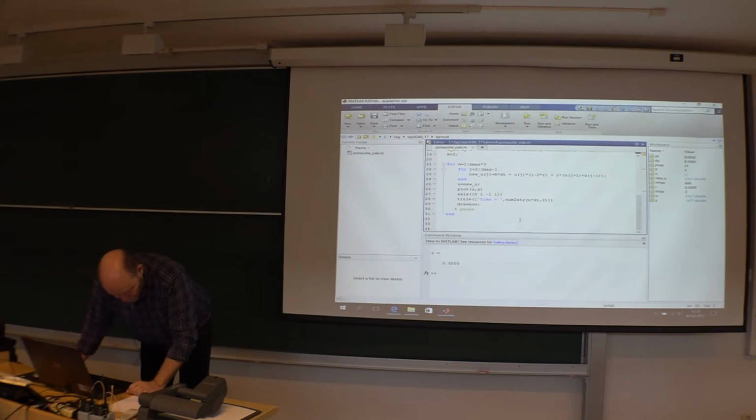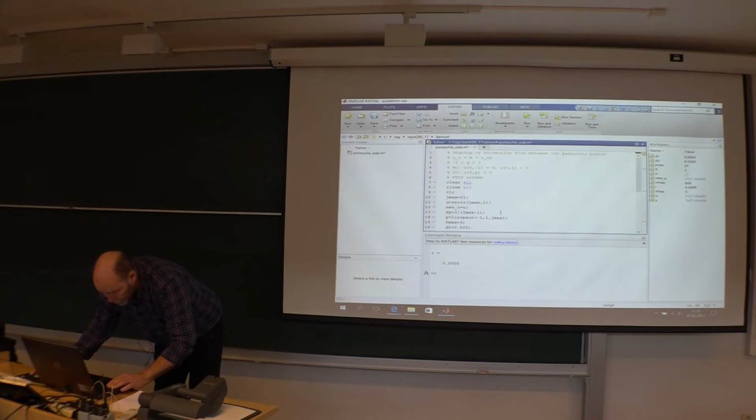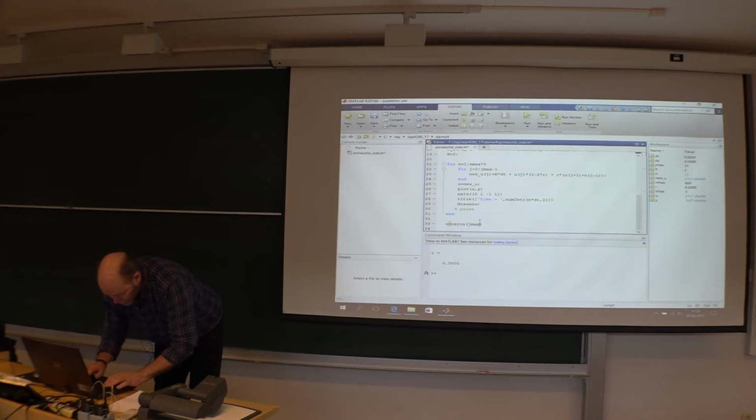Well, first of all, here I'm going to need some velocities. U equals zeros. So now I have, how many do we have here? We have J max, J max and 1.